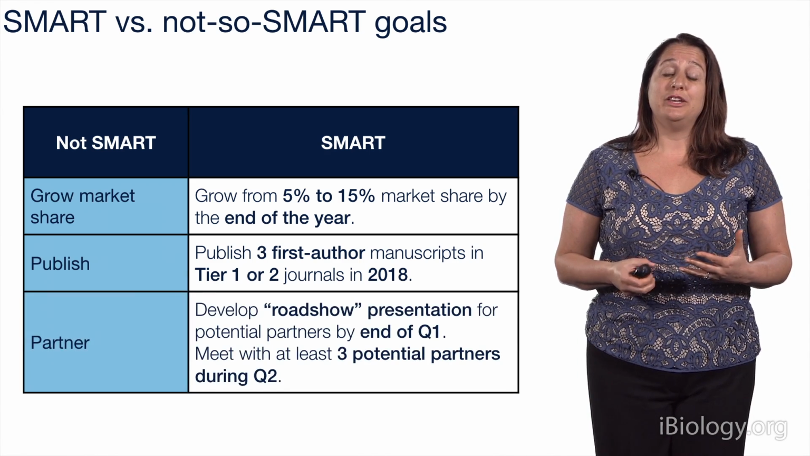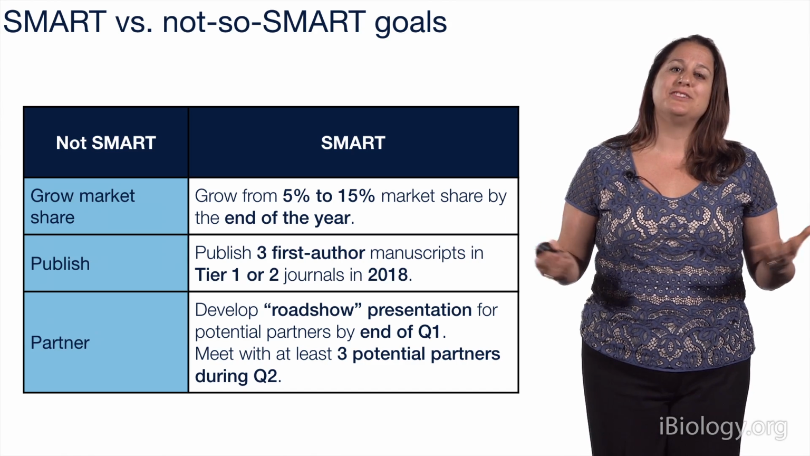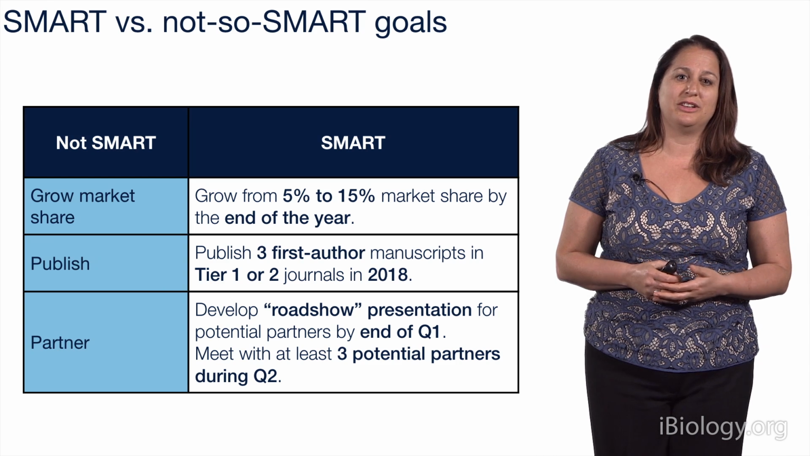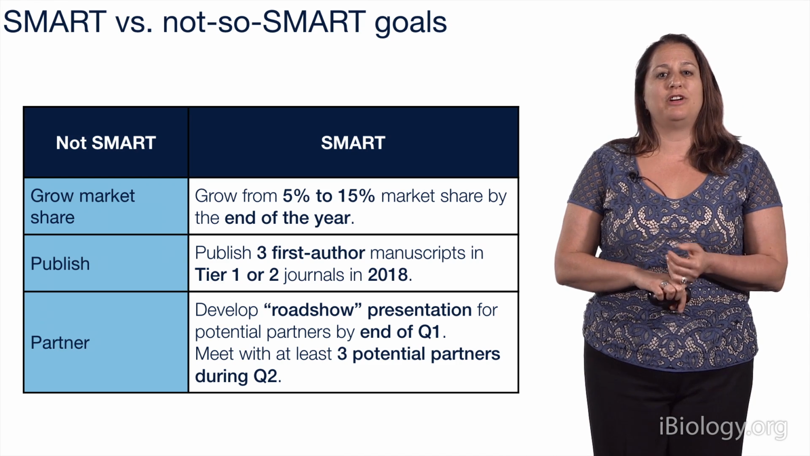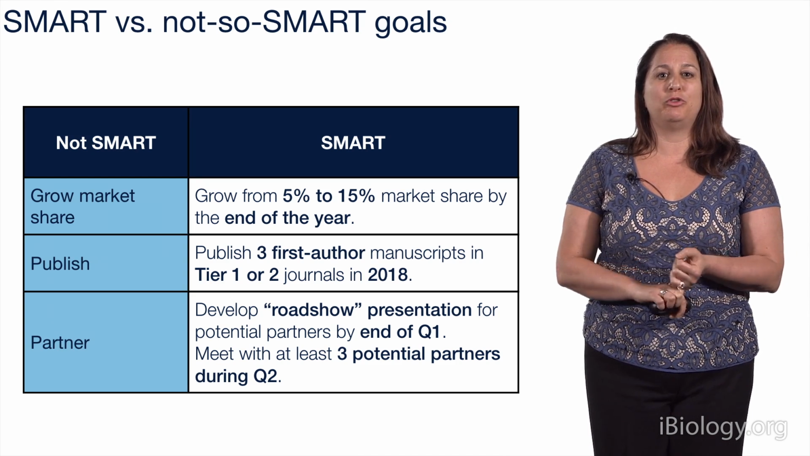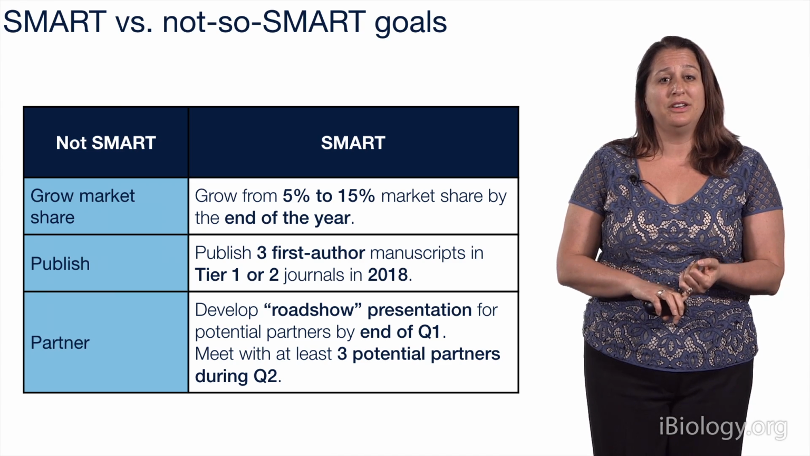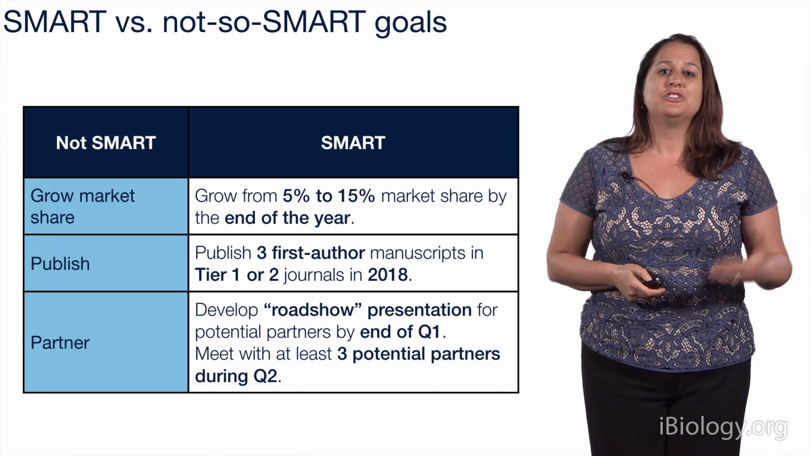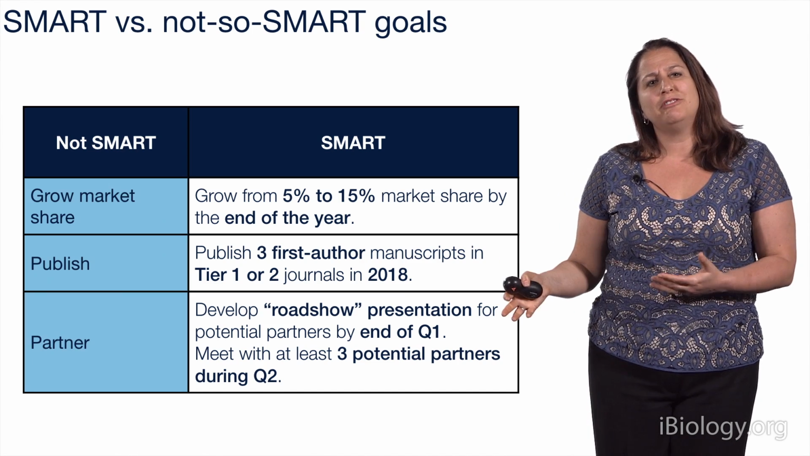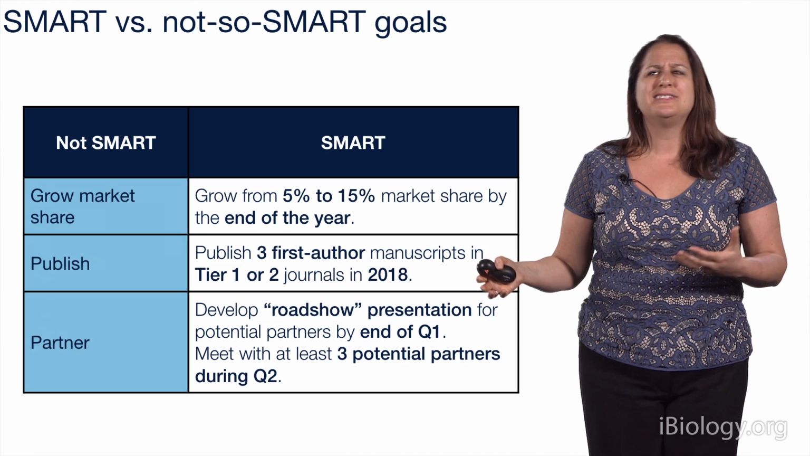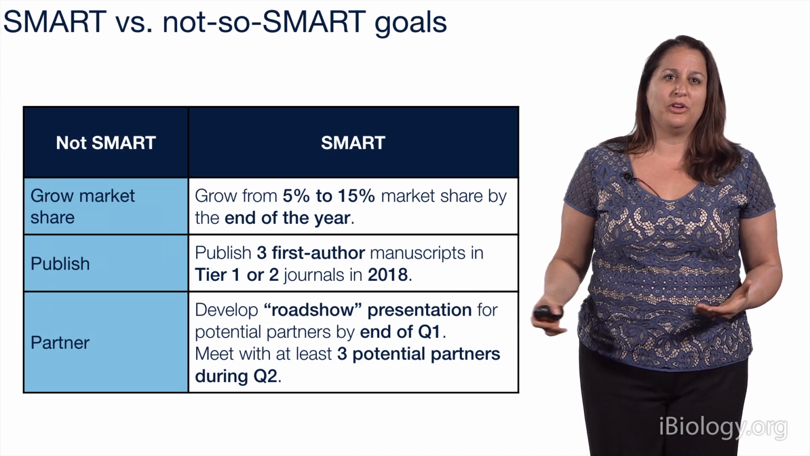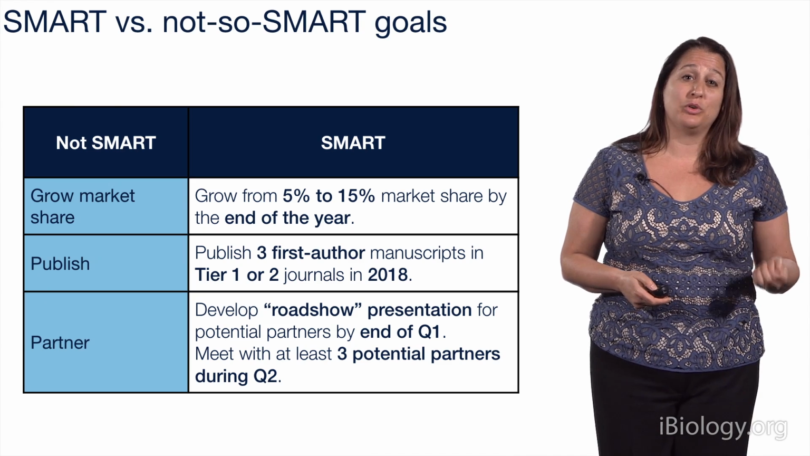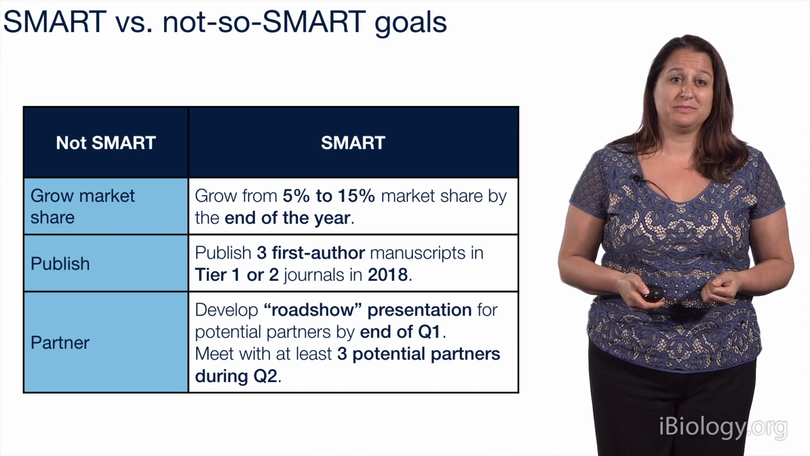If you're a young company, you might want to partner. Well, again, partner is pretty vague. This one I broke into two separate objectives. In this case, step 1 is to develop a roadshow presentation with 4 potential partners by the end of Q1. And step 2 is then to meet with at least 3 of those partners in Q2. So now you can see we've gone from some pretty vague, not very helpful, semi-directional, not-so-SMART goals to a really concrete plan that's easy and clear to follow over the course of time with the SMART goals.